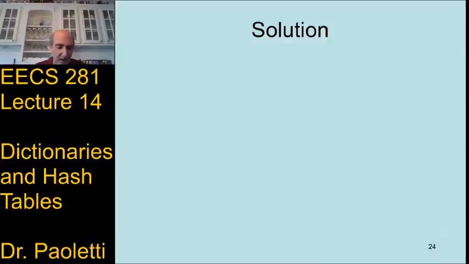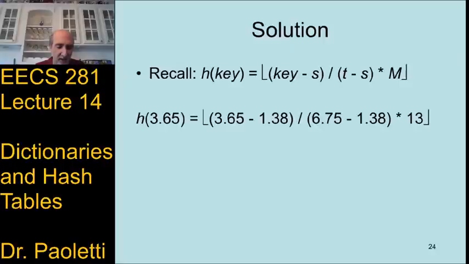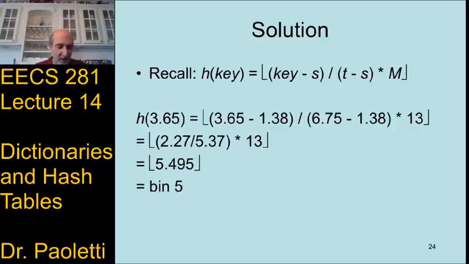So I had a note in the margin here. Going back through that, that's our formula. We plug our values in, 5.495, take the floor of that. We say you should be at index 5 of the table.